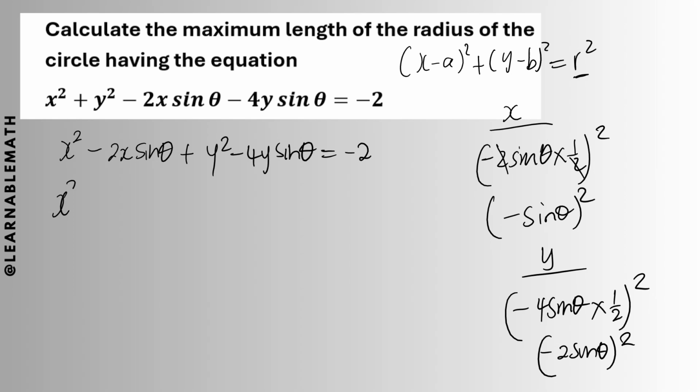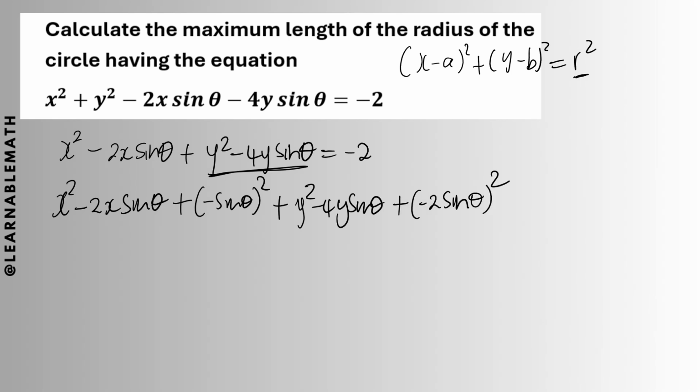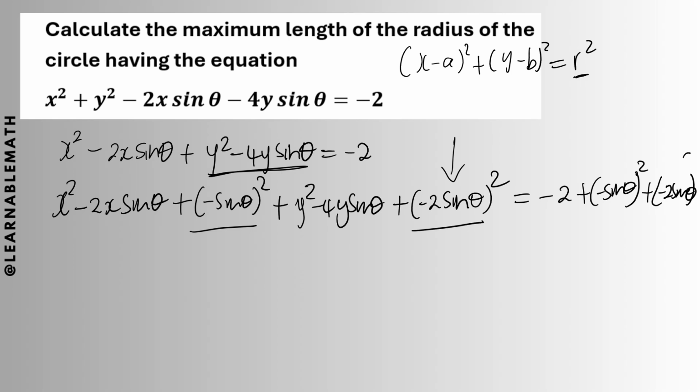What we're going to do at this point, we go and add those answers. For x, we are going to add negative sine theta, squared. Then for the y side, which is y squared minus 4y sine theta, we're going to add negative 2 sine theta, squared. After we add that, we have equals minus 2. What we did on the left hand side must also be done on the right hand side, so that our equation remains balanced. Because I added negative sine theta squared, I add it on the right hand side as well. I also added minus 2 sine theta squared, so I do the same on the right hand side.